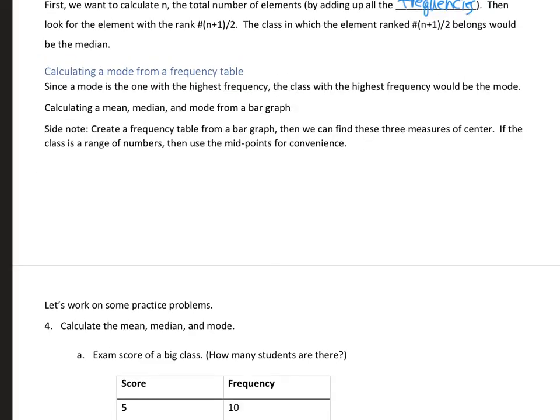Calculating the mean, median, and mode from the bar graph. Basically, create a frequency table from the graph. So we'll just translate the bar graph into a frequency table, and then you can go from there. Side note: create a frequency table from the bar graph, then we can find these 3 measures of center, right? If the class is a range of numbers, so there's an example where the class is not just one number but a range of numbers, then use the midpoint for convenience. We'll look at the example later where that happens.